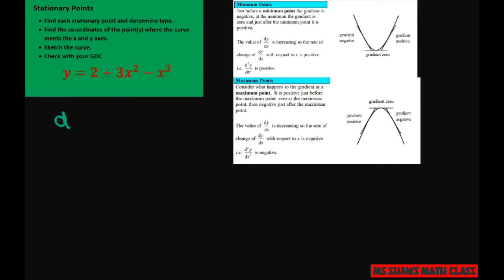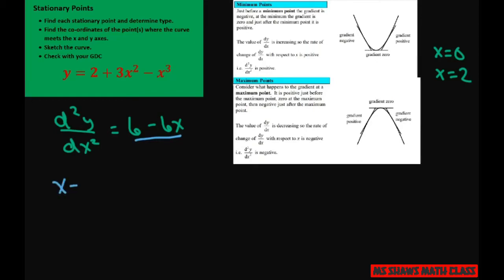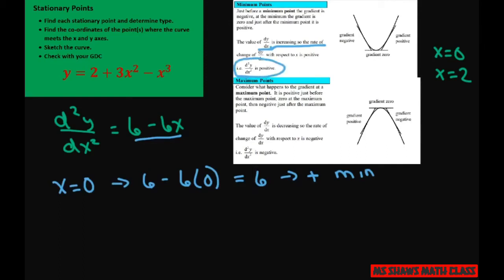So we have the second derivative is 6 minus 6x. Our 2 x values were x equals 0, x equals 2. So you plug that into your second derivative. So when x is 0, you're going to get 6 minus 6 times 0 equals 6. That is a positive number. So positive is going to suggest a minimum. A minimum is where the value of the derivative is increasing. So that means the second derivative is positive.